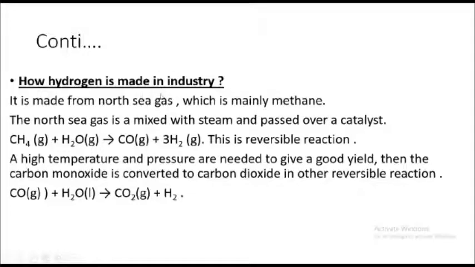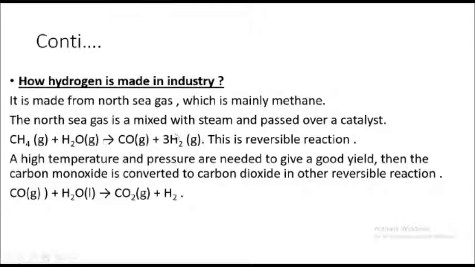So for this statement, we are going to study how hydrogen is made in the industry. You should remember North Sea gas is composed of the first four alkanes. The first four alkanes are methane, ethane, propane, and butane. So it is mainly methane, CH4.